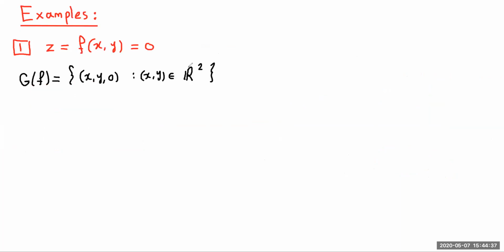Let's take some examples. Example number 1, the function z equals f(x, y) equals 0. So here, the graph of the function will be all the points (x, y, 0), where (x, y) moves in R^2. So this is the plane xy. The surface of this function, or the graph of this function, is the plane xy.